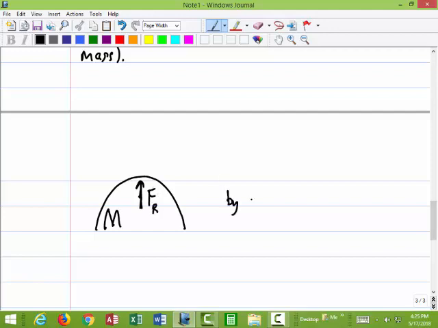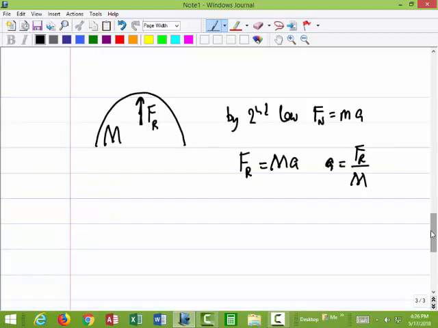And by second law, the net force acting on this object is equal to mass times acceleration. The net force present is just the reaction force, and that is equal to the mass of the earth multiplied by the acceleration of the earth. And this acceleration can be written as the reaction force divided by the mass of the earth. Let's look next at another scenario, an object sitting on the surface of the earth.